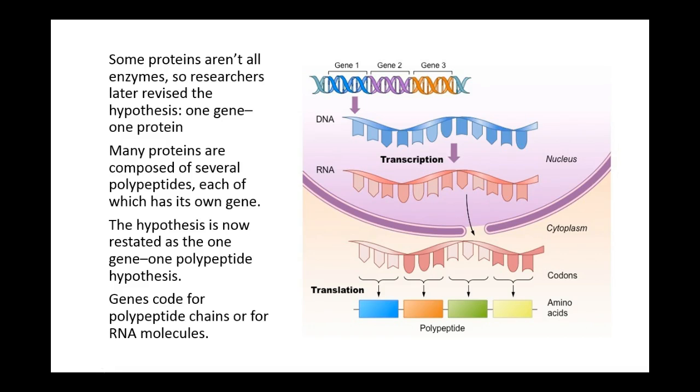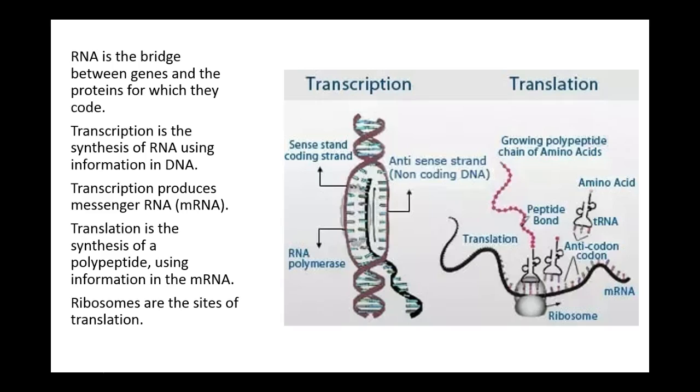And also we've moved on here as we're seeing the transcription. We have that RNA, the messenger RNA, which is going to move out of the nuclear envelope into the cytoplasm where translation is going to take place, and then you have your polypeptide, your groups of amino acids. RNA is the bridge between genes and proteins. Transcription is the synthesis of RNA using the information in DNA.